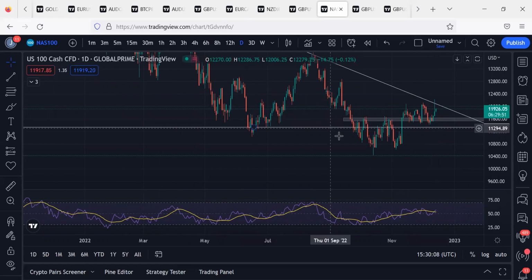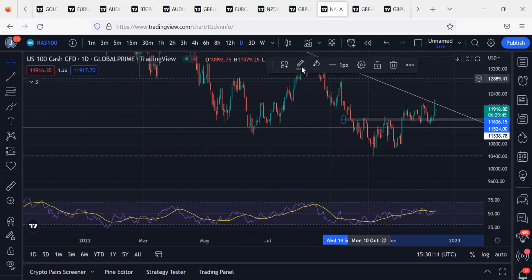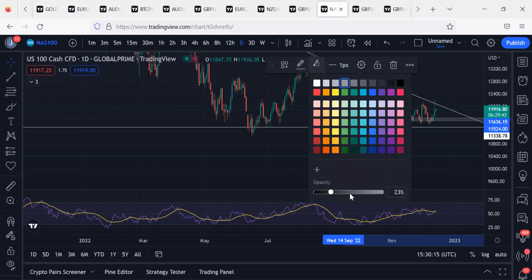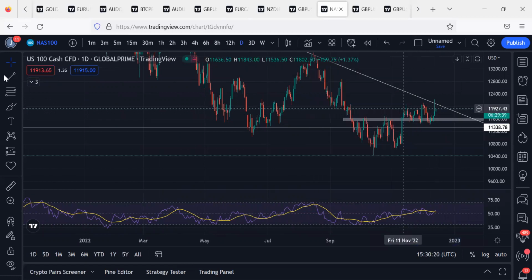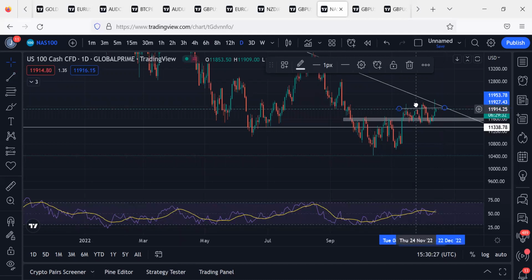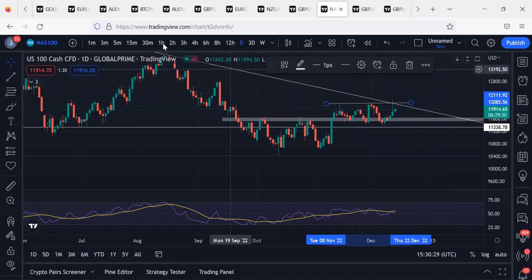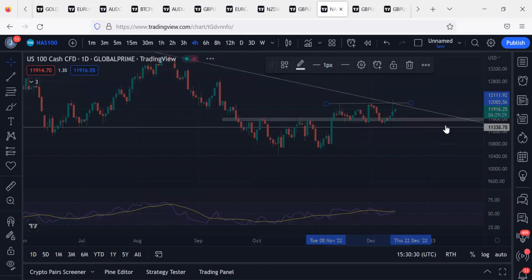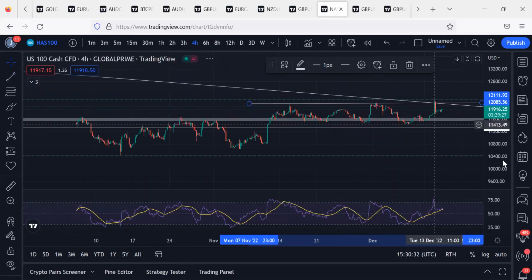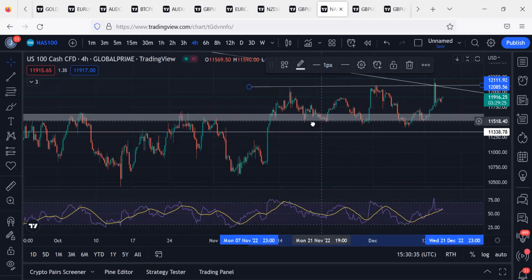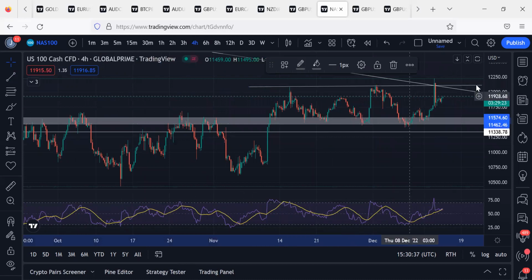Now, this is an indication that we came down, we came up, we couldn't break resistance, we came down again, we tried to break resistance, we couldn't break it, and it came down again. So we're just consolidating in between this place and this place. If I come back to the 4-hourly and find the range on what has been happening on NASDAQ, you see that we have been in a range.